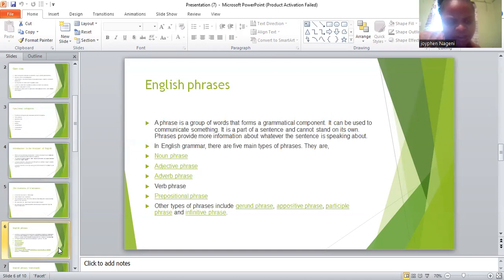In English grammar, therefore, there are 5 main types of phrases. They are noun phrases, adjective phrases, adverb phrases, verb phrases, and prepositional phrases. Other types of phrases include gerund phrases, appositive phrases, participle phrases, and infinitive phrases. Let's go to topic 7.